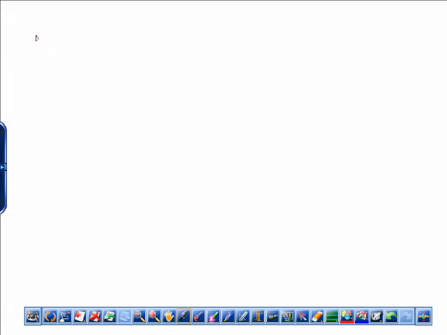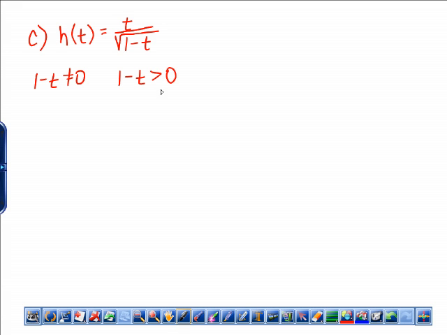Okay, let's do another one. Let's say this time we had h of t is equal to t over the square root of 1 minus t. This is kind of combining both aspects. On one hand, we've got 1 minus t cannot be 0. On another hand, we've got 1 minus t would have to be greater than or equal to 0. In combining this, what takes care of that first part is if you just do a greater than 0 instead of a greater than or equal to 0.